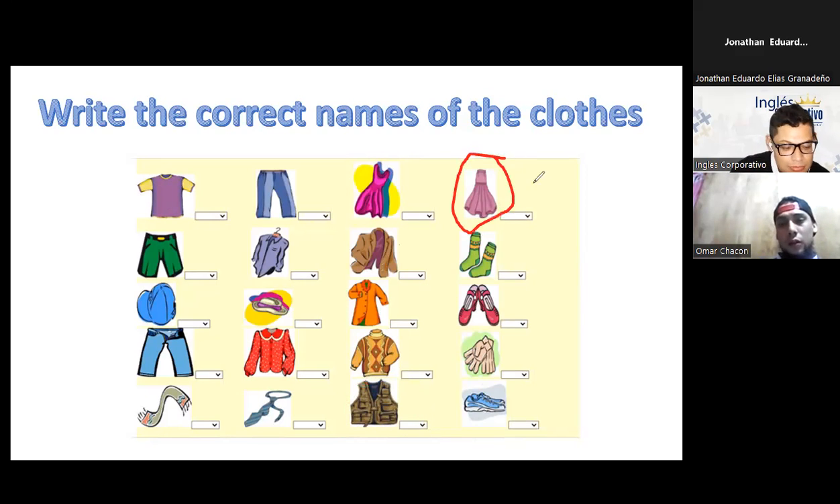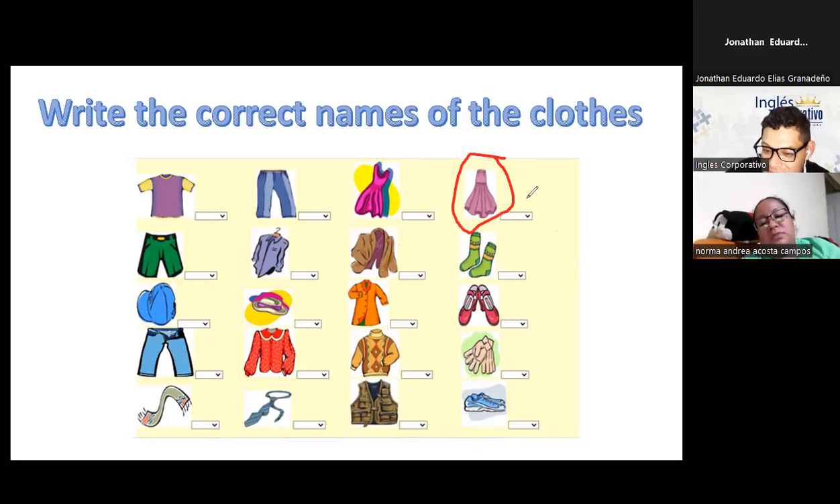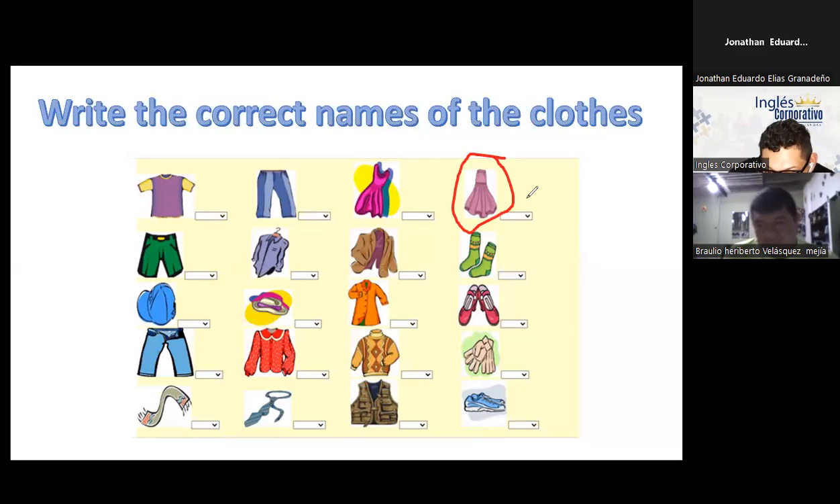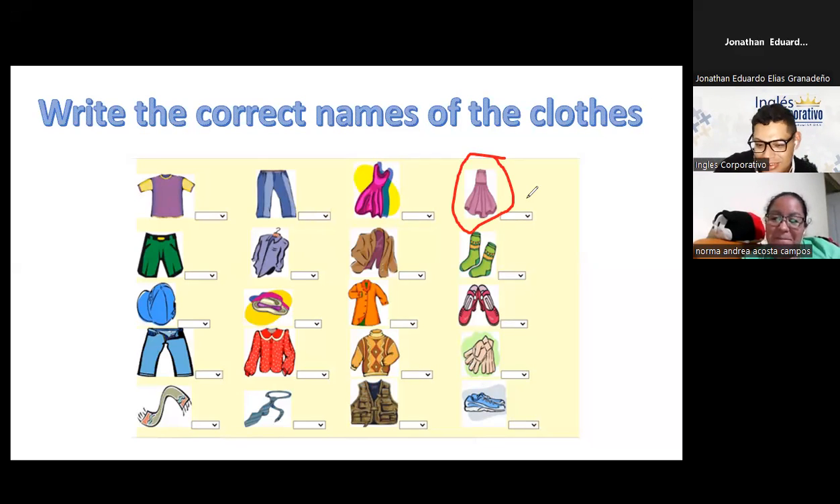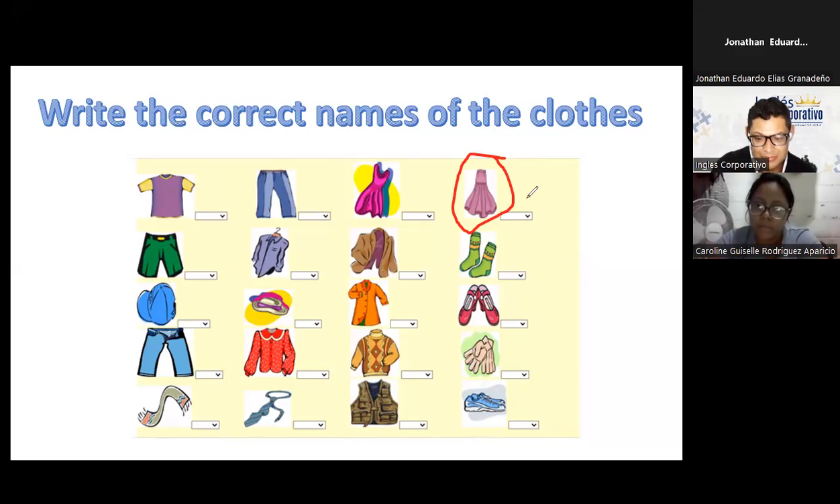Vamos con la siguiente, que es esta acá. Look at this one. Dress. Es un dress. No, vestido. ¿Lo ven como un vestido? Es que se ve súper larga, pero no sé. Es larga como un vestido. Un vestido sin manga. Ok, entonces digamos que si es un vestido es dress, y si es una falda es skirt. We could combine.